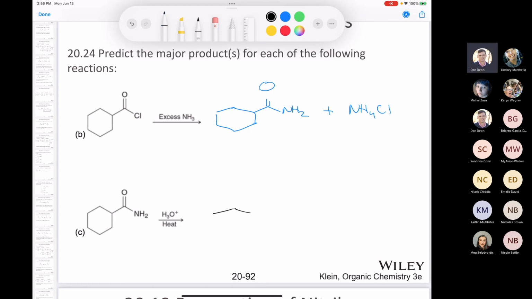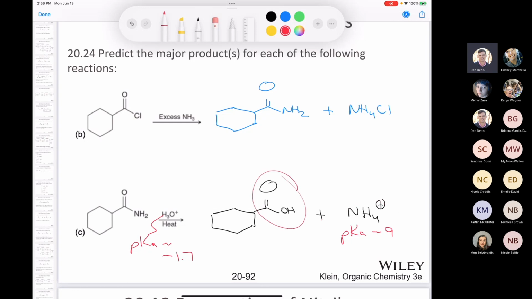So as I was saying, you end up hydrolyzing this to a carboxylic acid, plus you get the ammonium ion. If we look at the pKa's, the pKa of the ammonium ion is around 9, and the pKa of hydronium is around -1.7. So the equilibrium is going to lie to the side of the weaker acid. So it's going to lie to the side of the ammonium ion. Also, the carboxyl group is a weaker acid too. It's got a pKa of around 5.